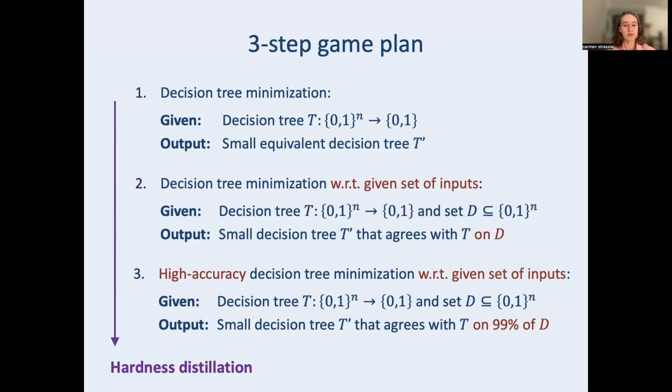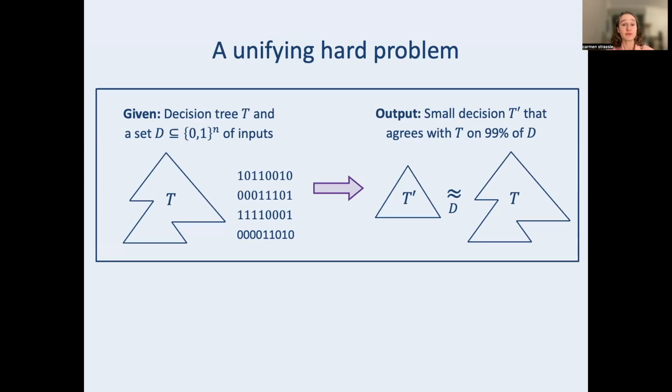As you can see, we're sort of homing in on the hardness of decision tree minimization. You can think of D as a sort of hardness witness. It's a small set of inputs over which it should still be difficult to find a small T prime that agrees with T. So to recap, this is step 3 of the hardness distillation process, where now our decision tree T prime only has to agree on this small set D with 99% accuracy. And you can hopefully see that if this problem is hard, then decision tree minimization is hard.